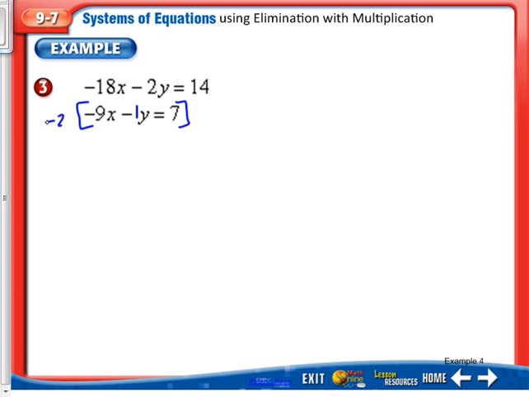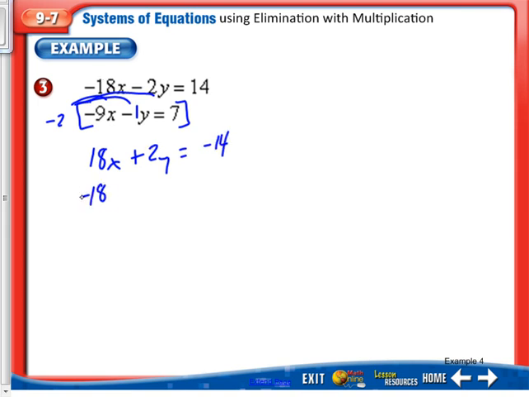The reason I want to do a negative is because I want to get rid of... I want to be able to get an opposite sign here. So I'm going to get negative 2 times negative 9 is a positive 18x plus 2y equals negative 14. Okay, so now I'm going to bring this other equation down.